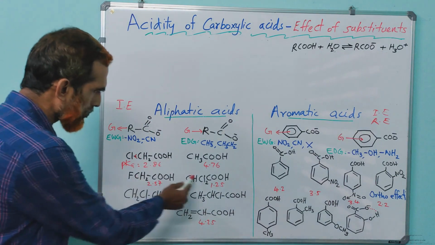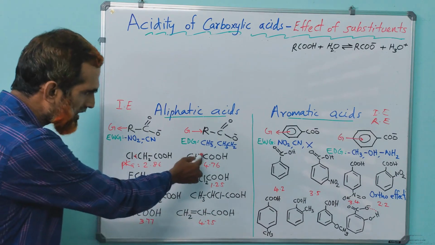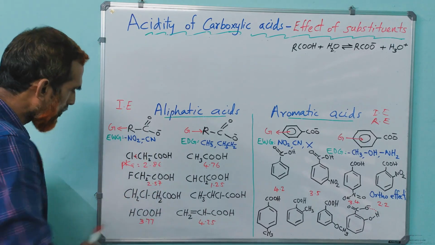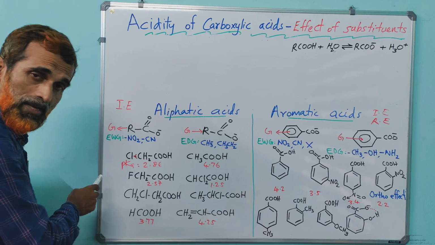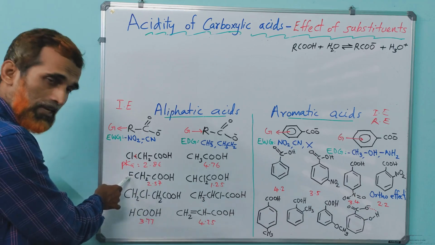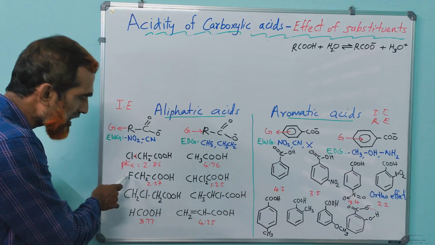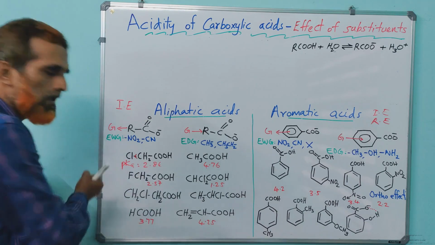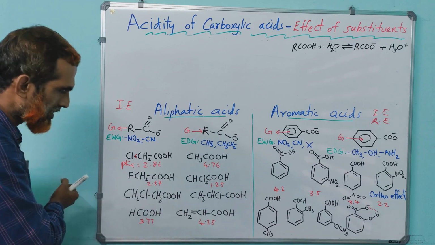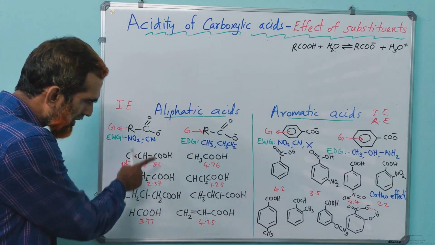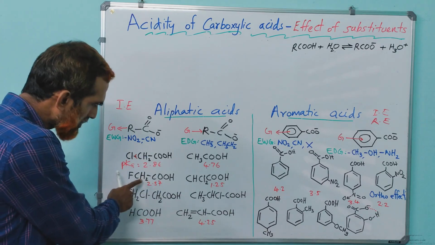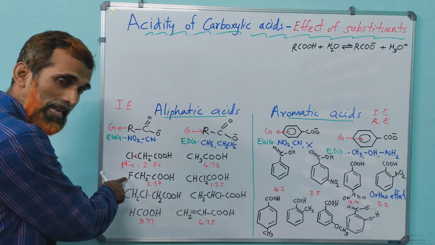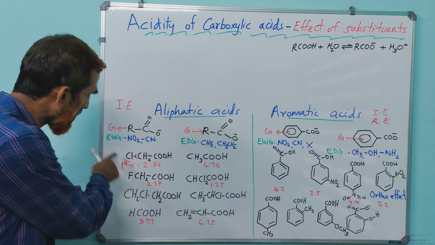Now coming to these two, compare these two. What's the difference here? Here it is fluorine, here is chlorine. You know that fluorine is more electronegative than chlorine. So minus I effect is stronger here. Fluorine more strongly pulls electrons. So pK value is smaller here. So this is more acidic than chloroacetic acid because of greater minus I effect of fluorine over chlorine.